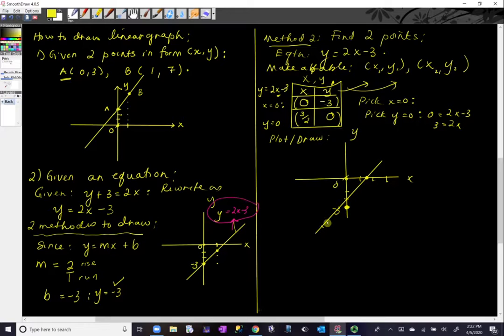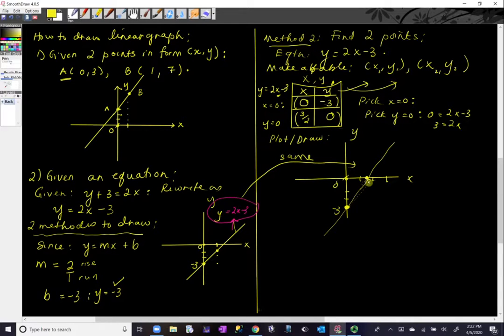This should be straight, so it's not straight, it's okay. Alright, so make sure that you join this. Yeah, trying to draw electronically is not going to be easy. So that's my line. So when you compare these two lines, they are of course the same.